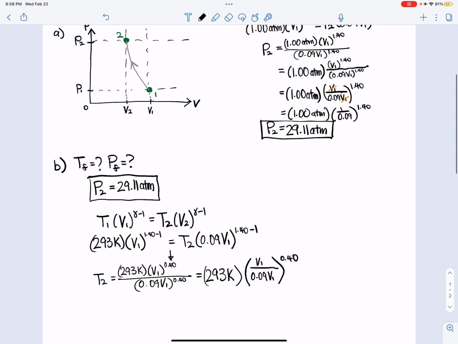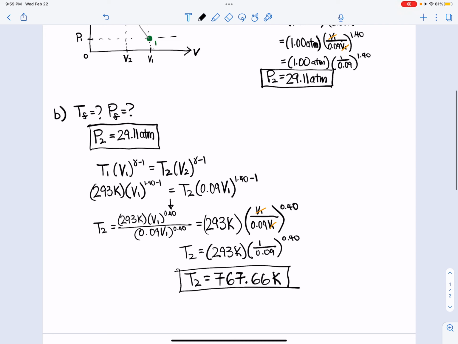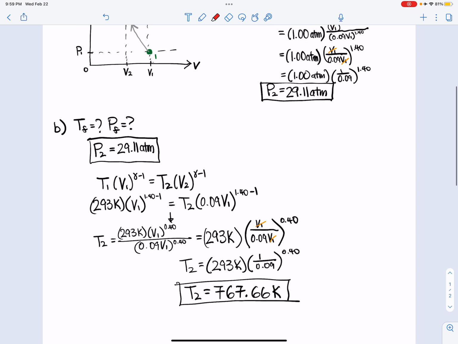Okay, so my V1s cancel out. So I'm left with 293 Kelvin times 1 over 0.09 to the power of 0.40 as my final temperature. Okay, and if I plug that in my calculator, I get that my final temperature is equal to 767.66 Kelvin. And that is the final answer for part B. We have final pressure and final temperature. All right, thank you.